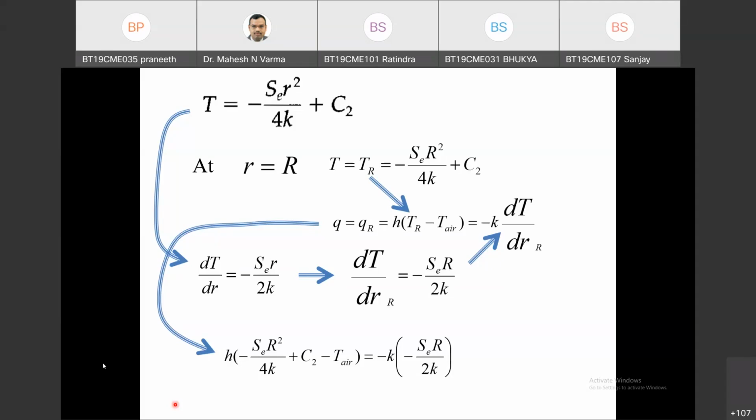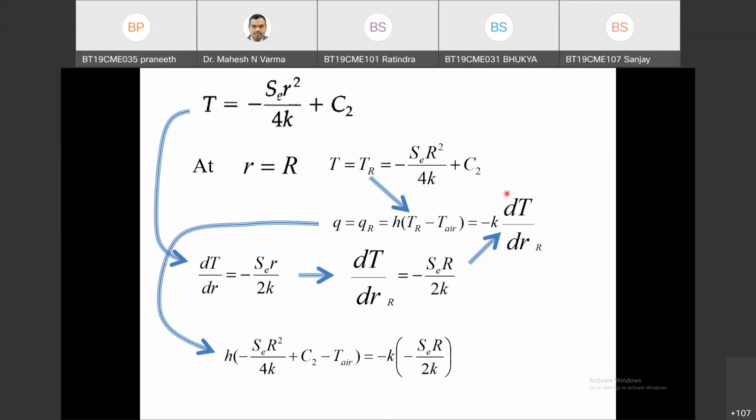Since we know minus dT by dr equals minus SC R by 2K, at the surface it is minus SC capital R by 2K. We substituted both, and now we are trying to find the C2 value. Now C2 is estimated in terms of all known quantities. And this is Fourier law of heat conduction.